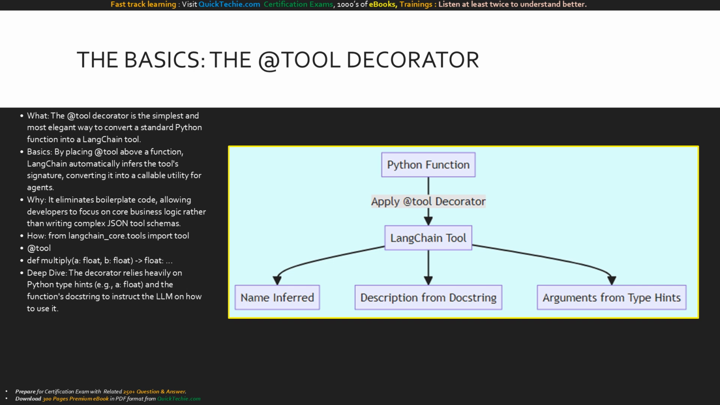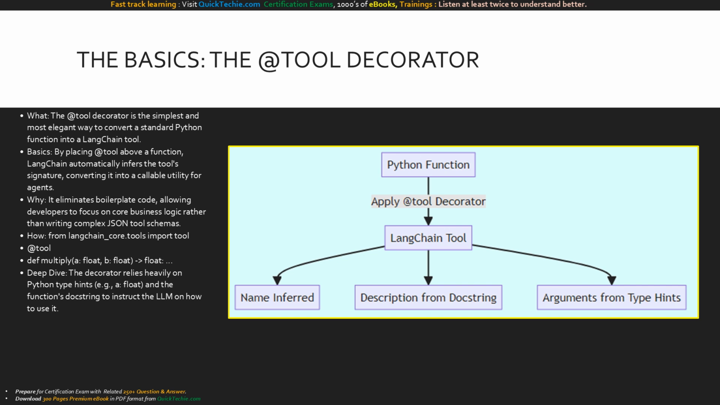Before decorators, developers had to manually write extensive JSON schemas to define OpenAPI tool specifications. Now, you simply place the decorator above your function definition. As shown in the bullet points, you just import tool from LangChain core.tools and place it above a function like multiply. The deep dive here is understanding how LangChain knows what to tell the LLM. The decorator automatically inspects your Python type hints, like specifying that variable is a float, and it reads your function's docstring. It uses this metadata to build the instruction manual that the LLM will follow.